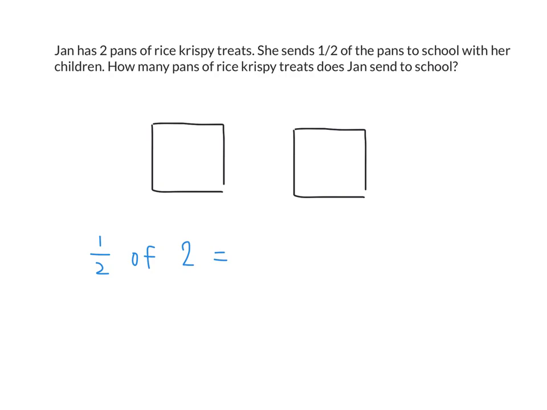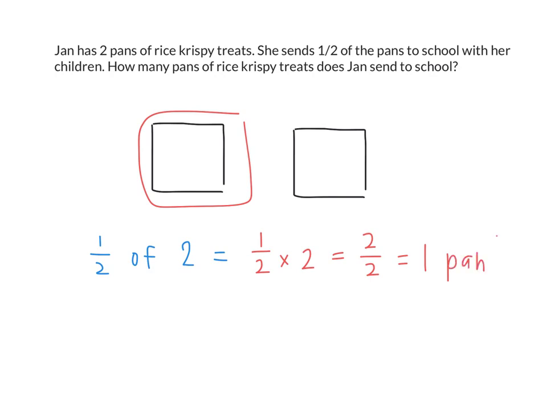Jan's back at it, but this time she only made 2 pans. She didn't have quite as much time tonight to make Rice Krispie treats. She still wants to send half to school, though. So how much does she send to school? 1 pan. Go ahead and draw 2 pans and show that half of it is 1 of those pans. And half of 2 is the same thing as 1/2 times 2, which is the same as 2 over 2, which is 1 pan. So whether we use a picture or math equations, numbers, we get the same answer. Half of what she made, which is 2, half of 2 is 1 pan.